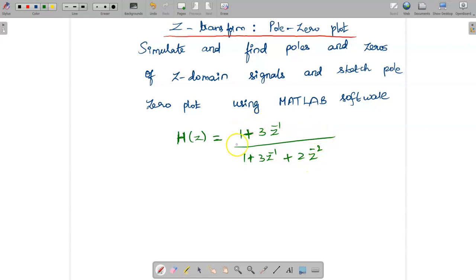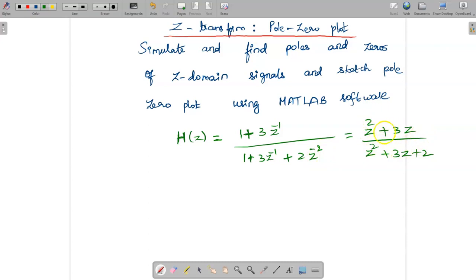So first convert the z inverse terms into z terms. How will you convert? Just multiply by z square. So here the numerator will become z square plus 3 into z square into z inverse, which is z. So the denominator is z square plus 3z plus 2. We multiply numerator and denominator by z square because the higher power term in the denominator is z power minus 2, so we multiply both commonly by z square.